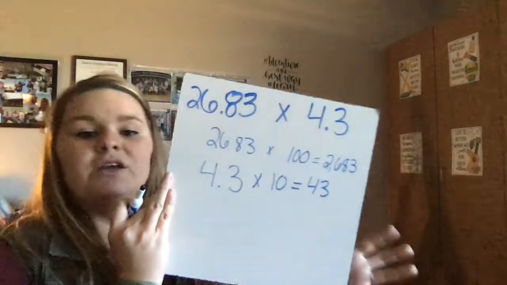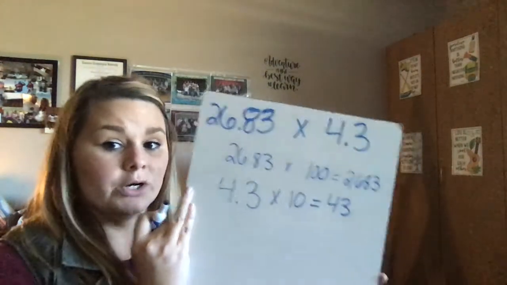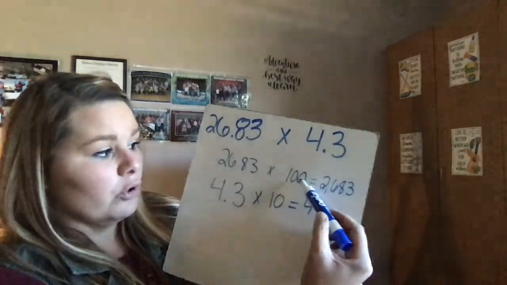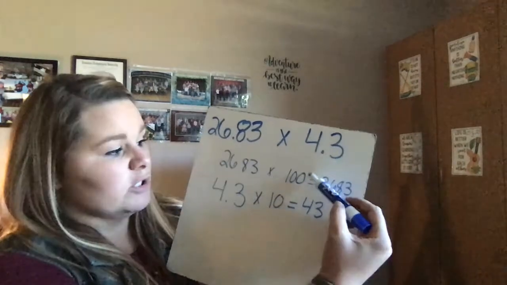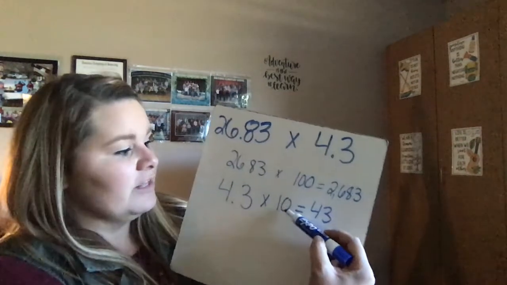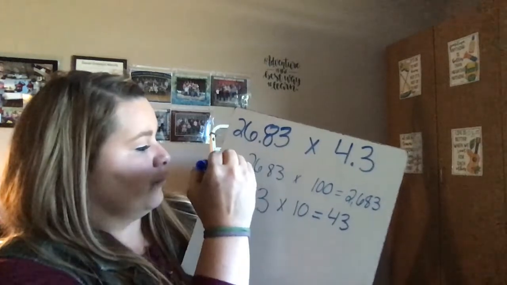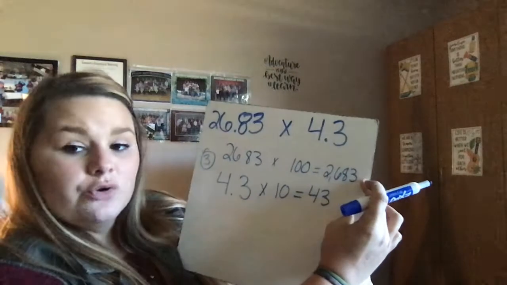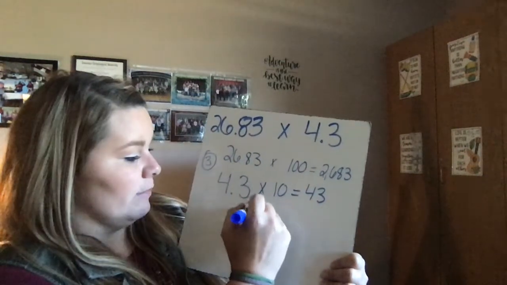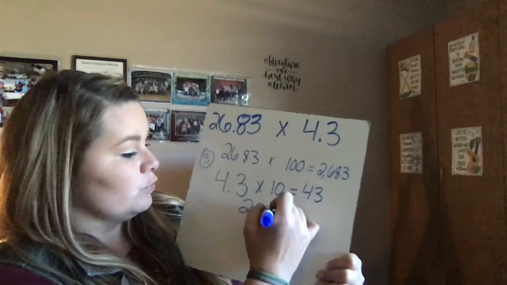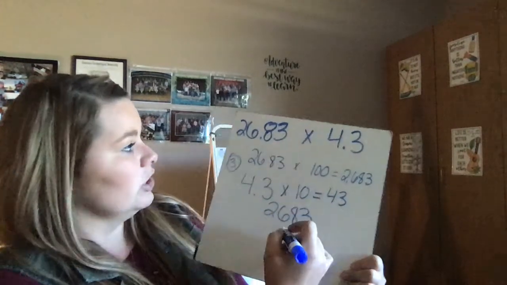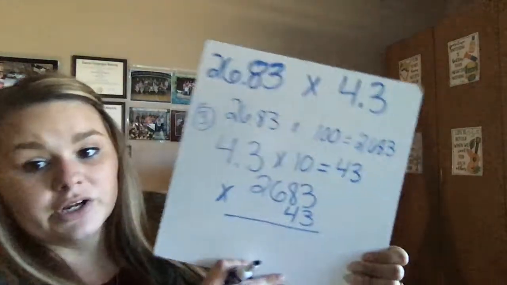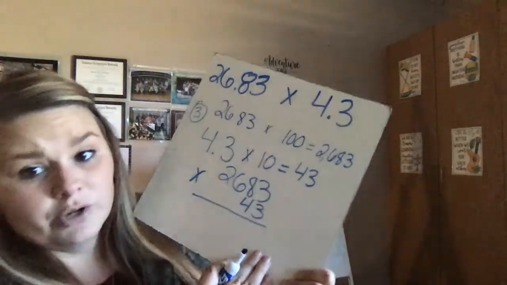So I'm just trying right now to give you a little bit of background about why the standard algorithm works. And so we multiplied these numbers total by 3 place values. We multiplied this one by 2 place values and this one by 1 place value. So we have 3 total place value shifts. So now we can take these two whole numbers and put them vertically, just like this. 2,683 times 43. And we're just going to solve this with standard algorithm, just like they're whole numbers.